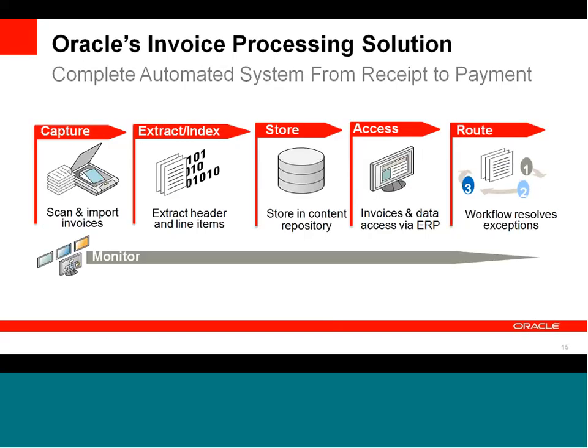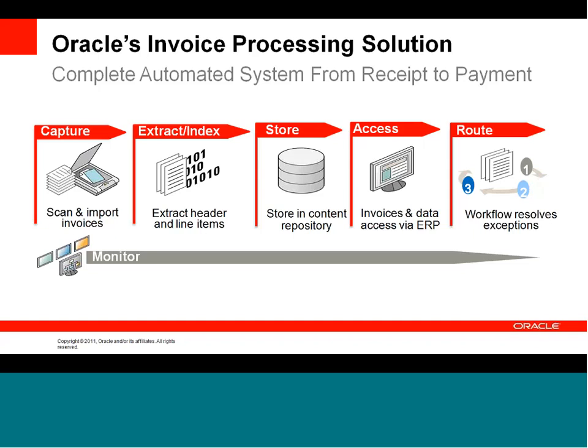Now, the way that we do that is, again, with different pieces of the solution. When we're looking at the solution, the first part is the capture, which allows you not only to scan paper invoices, but import invoices from different forms or different sources, and we'll see that in a second. The next stage, the extraction and indexing of information, allows you to pull information intelligently off that scanned image.